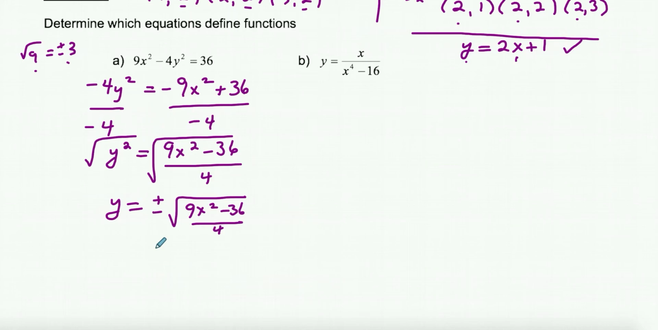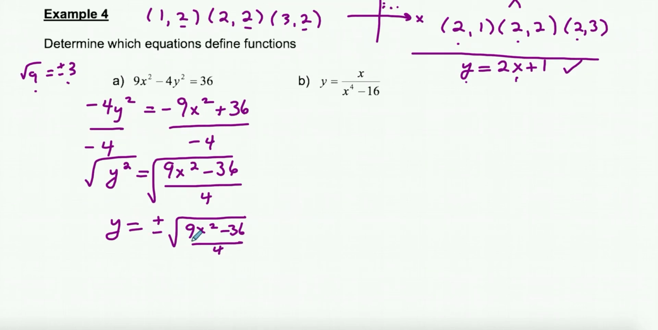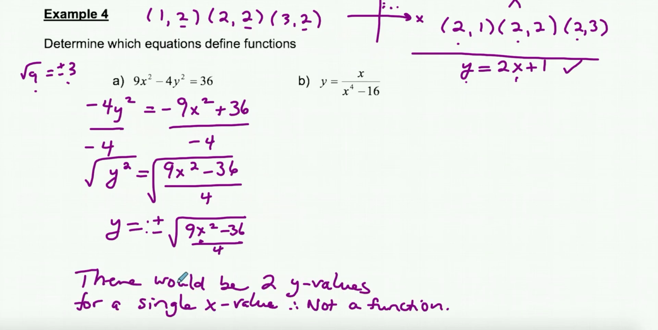So here's what I want you to notice about this equation. If I subbed a number in, like 2 or 3 for x, I would have one x that I'm subbing in, like x equals 2, but I would end up with two different values for y. So this is not a function. So I might say there would be two y values for a single x value. Therefore, this is not a function. There would be different y values for a single x value, so it is not a function.